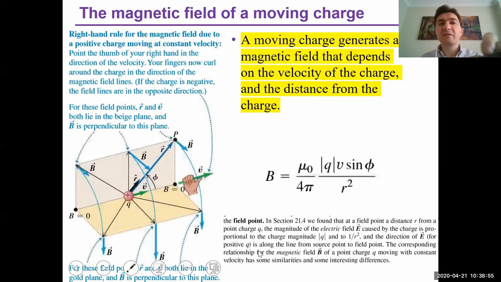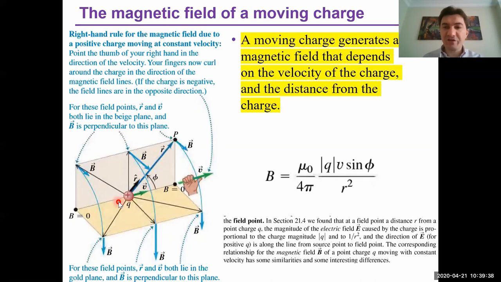Okay, so let's start with the magnetic field of a moving charge. Here we have a positively charged particle and it is moving in certain direction with velocity V, okay? So this is the direction of the velocity. Positive charge is moving. And then I would like to calculate the magnetic field produced by that charge at a certain point here, for example, or here, or here, or here. So what is the magnetic field produced by that charge in space around the charge?